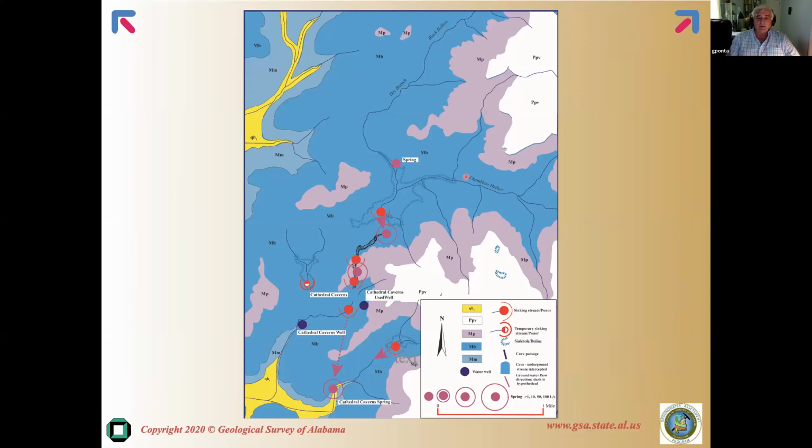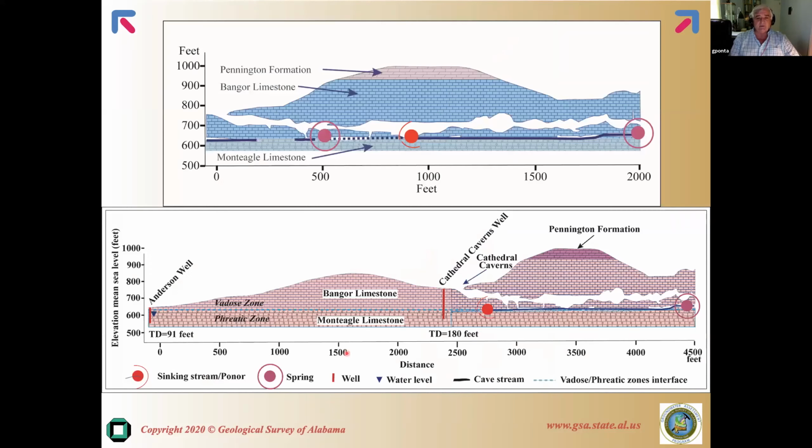Here, in the middle of the map, is the Cathedral Cavern. North of Cathedral Cavern is this spring, whose water goes underground, runs through the cave, and surfaces in Cathedral Cavern cave spring. Here is a geologic cross section, which I presented before on the geologic map, and here we have an extensive hydrogeologic cross section showing the cave plus the Anderson well.